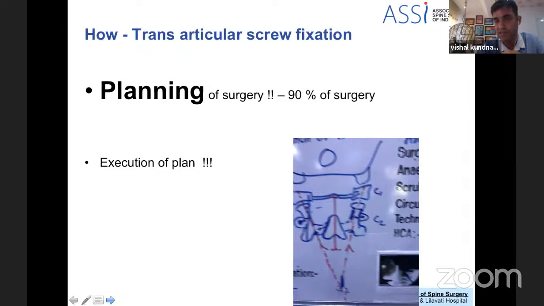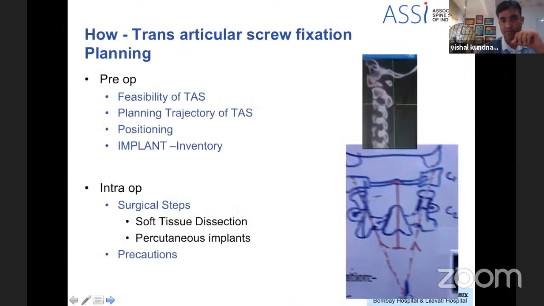In the first 50 cases at least, I would recommend that you always try to do these investigations to find out every single detail about the bony and soft tissue anomalies that can coexist while you're planning to do a transarticular screw. And once you have planned this, then I think execution of this particular plan is only 10% of what you want to achieve in this particular patient.